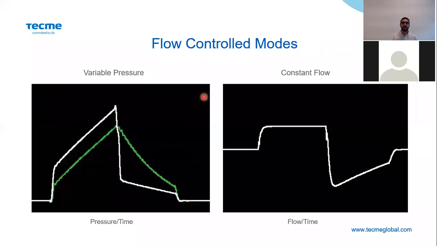Here we have the graphics for a flow control mode. In this case, here we have the pressure and here we have the flow. So you are controlling the flow so that this graphic is constant. The flow here is constant during all the inspiratory time. Here we have the pressure, and during all the inspiratory time, this pressure will be variable according to, for example, the compliance and the resistance of the patient.